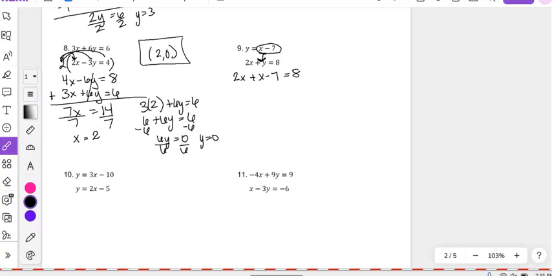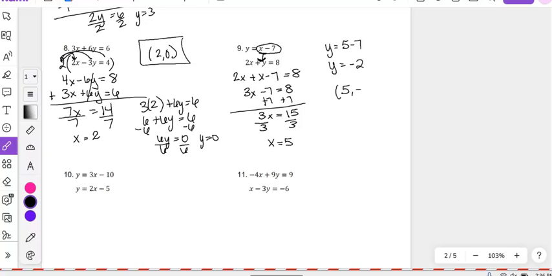Then I'm going to solve. 2x plus x is 3x minus 7 equals 8. Add 7 to both sides. 3x equals 15. Divide by 3. X equals 5. Then I'm going to plug that x back in to one of my original equations. So if I have y equals 5 minus 7, y equals negative 2. So I have 5, negative 2 as my answer.